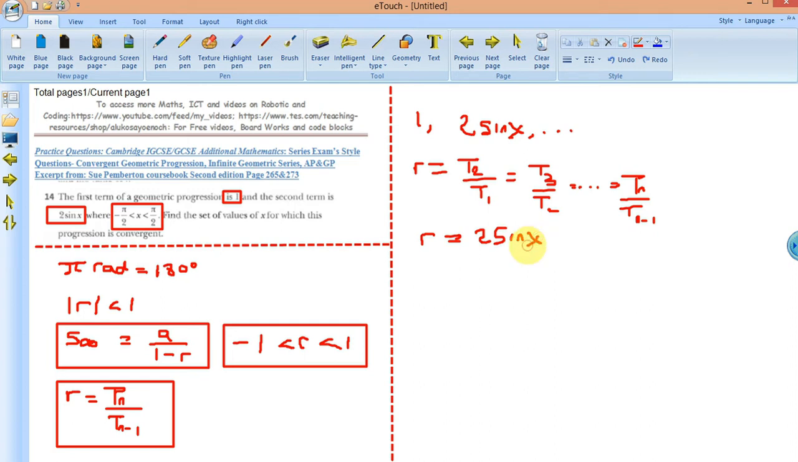Okay, so now guys, don't forget that I already told you that the domain is from minus pi over 2 to pi over 2, meaning that x is an acute angle. Since the absolute value of r is less than 1, the implication is that 2 sine x is less than 1. So the absolute value of 2 sine x is less than 1.